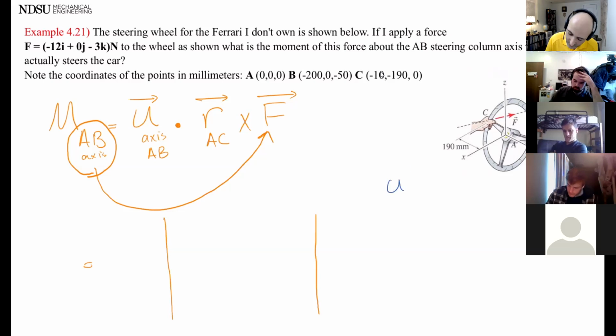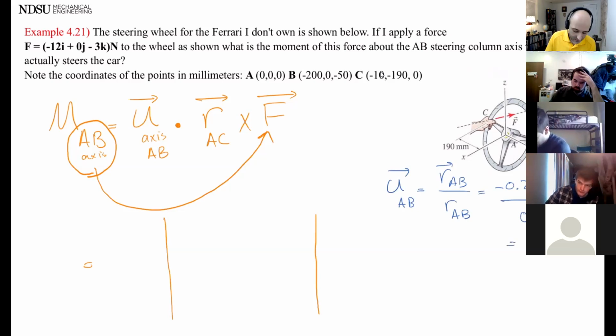axis. Unit vector of AB: I have to find position vector AB, divide by magnitude AB. All the coordinates are given. It's going to be minus 0.2 I, minus 0.5 K. I changed everything to meters again, which for a unit vector really doesn't make a difference. Okay, it's going to be minus 0.97, and it's just I and K, yes. J is going to be 0, K is going to be minus 24. No units.